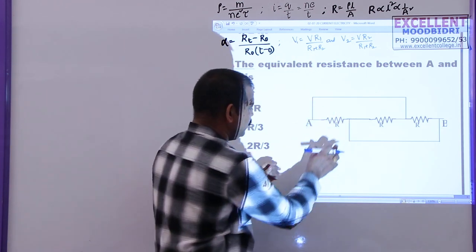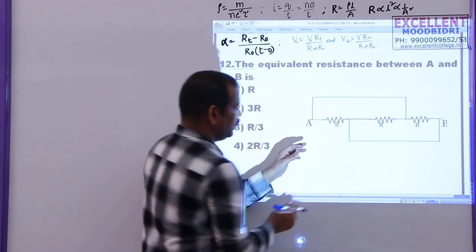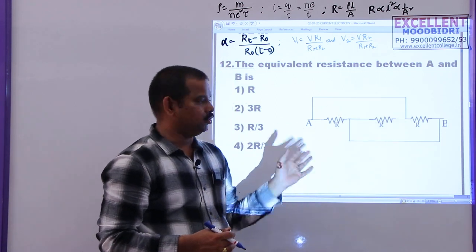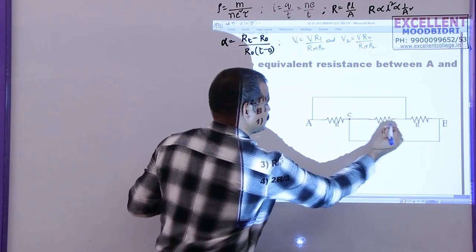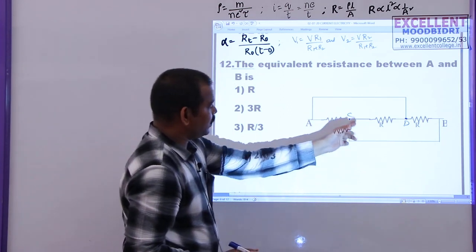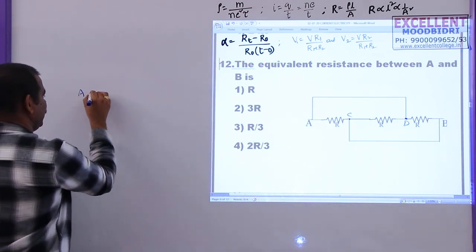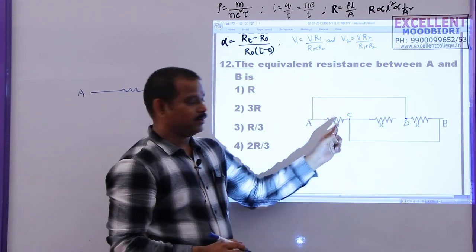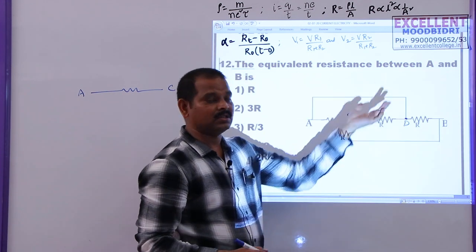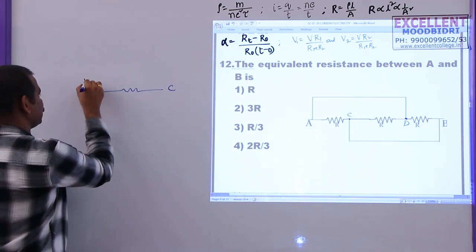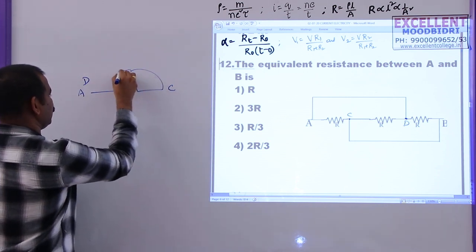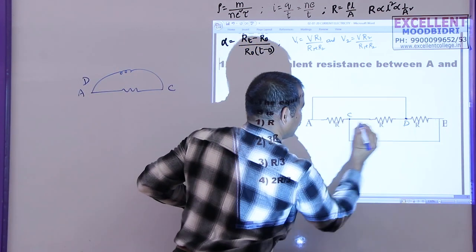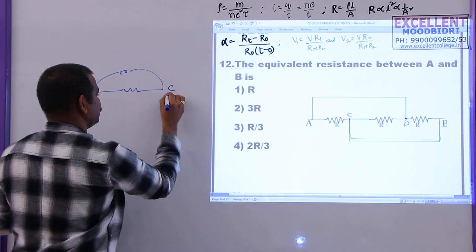The equivalent resistance between A and B. You can see this one. This is A, this is B. If you observe this one, some students may think that these three are connected in series. No. Here, let me take this point as C, this point as D. So between A and C, the first resistor is connected. Now between C and D, one more resistor is connected, but points A and D are connected without any resistor. That means points A and D are similar points. Between D and B, one more resistor is connected, whereas C and B are connected with this wire. So B and C are similar points.